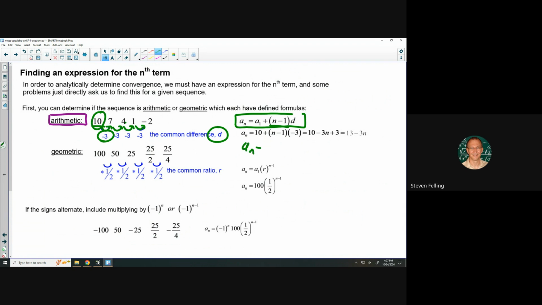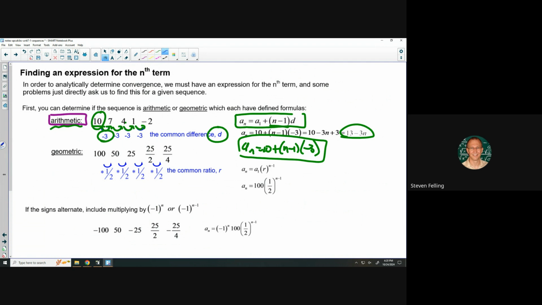So a_n would be 10, and then you would add n minus 1 common differences of -3. So you could write the rule this way, or you could do algebra and get that it's 13 minus 3n. One way to generate the rule is if you happen to recognize that it's this special type of series called an arithmetic series or sequence.